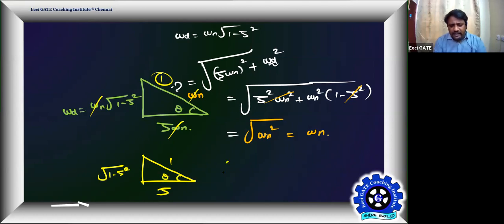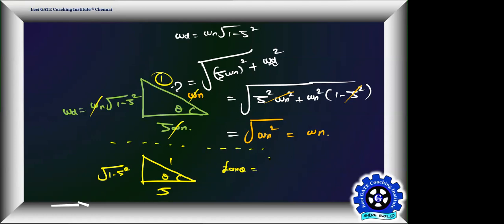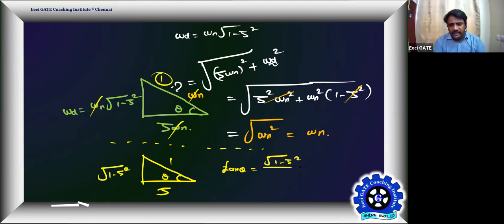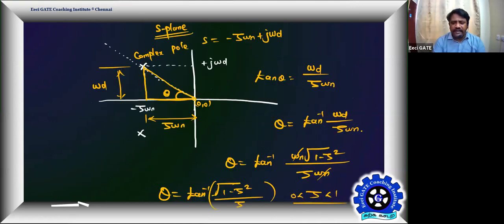Then once again, what is tan theta? Root of 1 minus zeta square by zeta. So theta equal to once again tan inverse of root of 1 minus zeta square by zeta. Same theta we are getting again. All of you getting this point? Yes, sir.